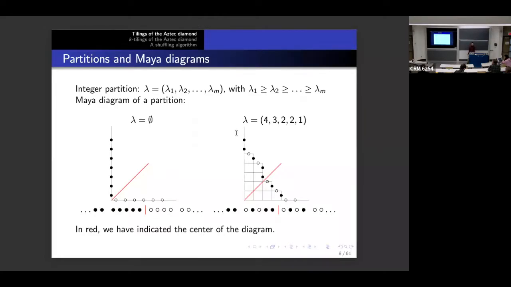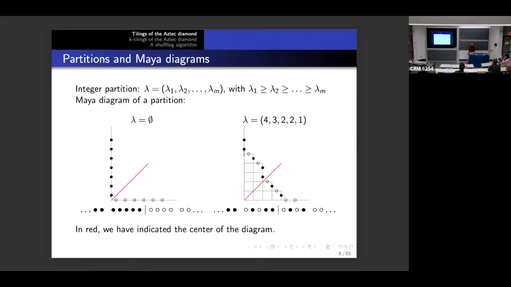So say we have the partition 4, 3, 2, 2, 1. We're going to draw it where we have a row of 4 boxes on the bottom, then a row of 3 boxes, then a row of 2 boxes, 2 boxes, and 1 box. And now whenever we see a vertical step on the outline of our diagram, we're going to draw a particle. And whenever we see a horizontal step, we're going to draw a hole.